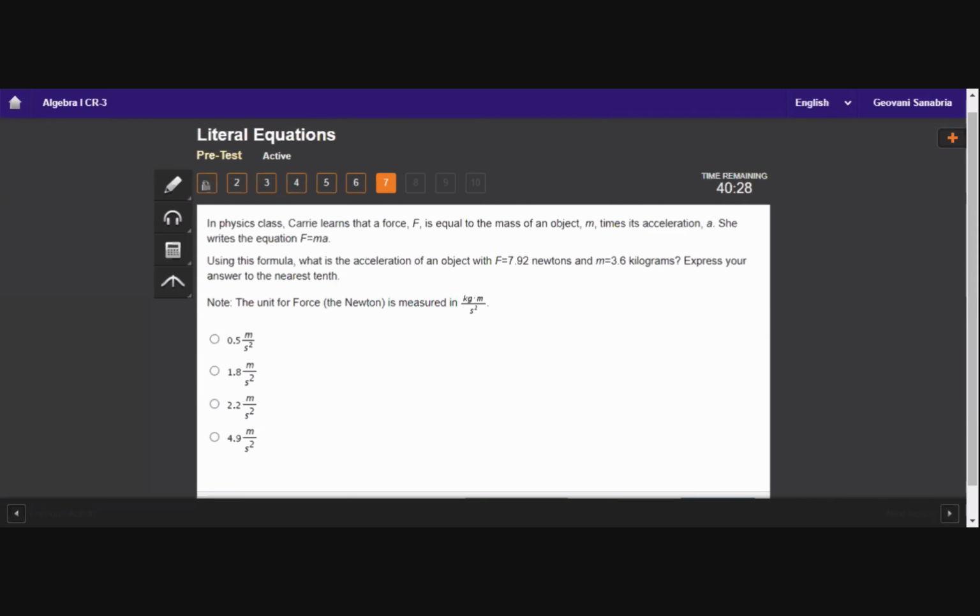So I think the note is irrelevant. Like, you don't need to know that note. Just kilogram meters per second squared. I don't think you need to know that. That's just for the units.